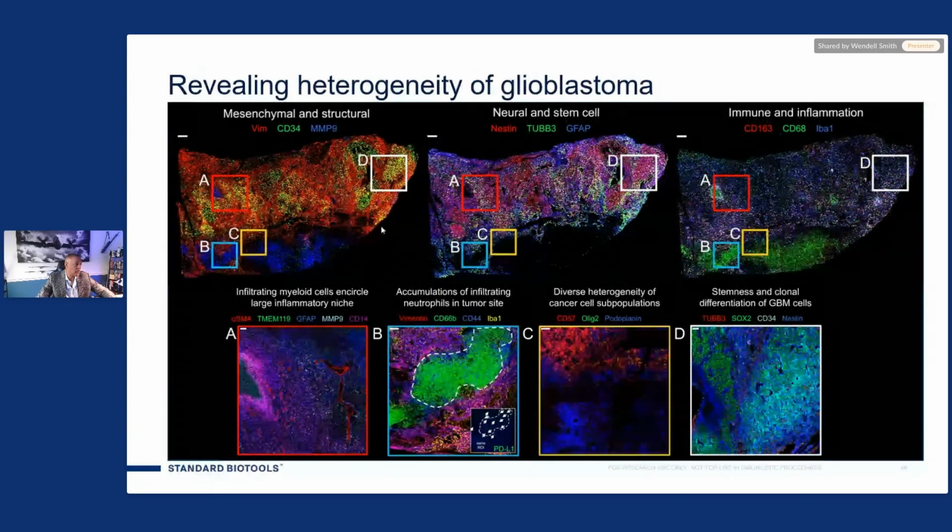And from this, what did we do? We then drilled down on 4 different areas. We wanted to see areas that were rich in myeloids. This is A. We then wanted to look at infiltrating neutrophils. That would be B. We then wanted to look at heterogeneity that was residing within cancer itself. That was C. And then we wanted to look at stemness. So whether or not these clones were differentiating into the same cell type or different cell types, we were able to identify all 4 of these regions with a 5-minute scan, and then we could drill down on each of these regions very, very quickly.